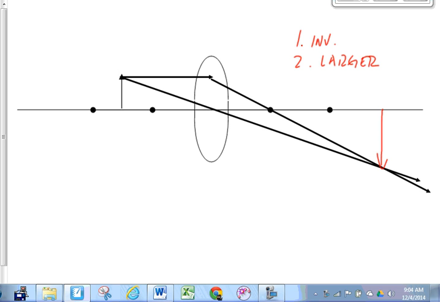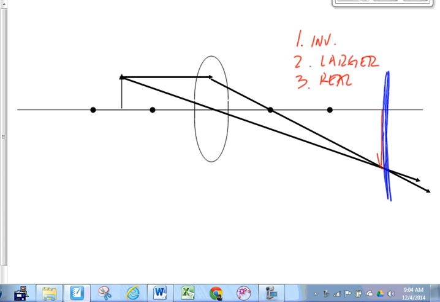And finally, the third characteristic, this is the harder one. Well, at least this was the harder one. Now it may not be so hard. Oh, it's a real object, sorry, a real image, I should say, which means that it can be projected onto a screen. We put a white screen right there or some kind of piece of paper or whatever. We can literally see an image of that object projected onto that piece of paper. We can project it onto a screen.